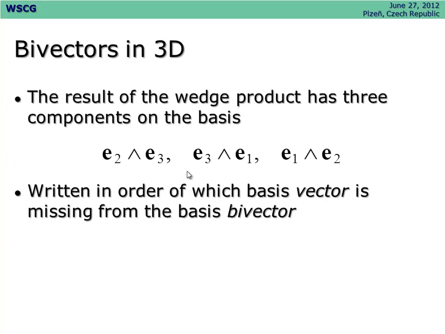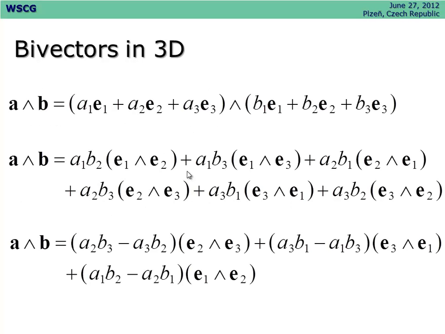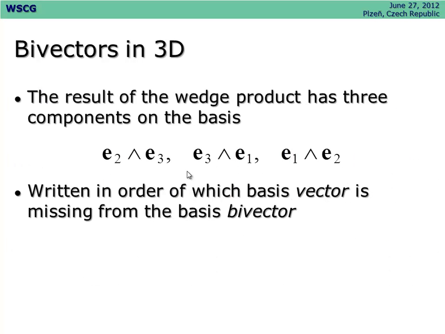Now these three entities here, these are basis bivectors. So the wedge product between two vectors is a bivector, and we have three of them. And I've written them in the order in which one of the basis vectors is missing. So E1 is missing from this one, so it's first. E2 is missing from this one, so it's second. E3 missing makes the third basis bivector.